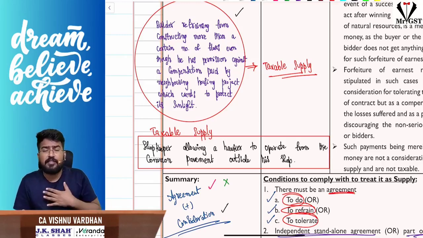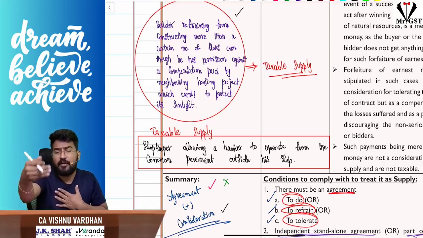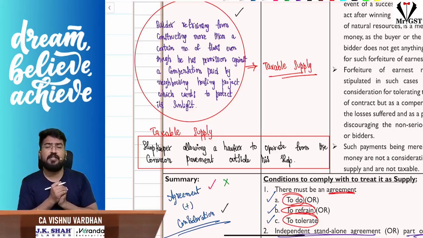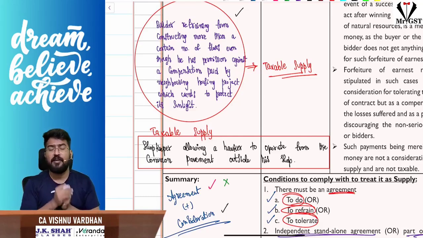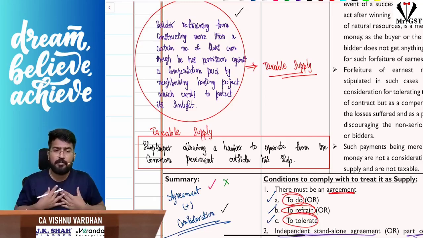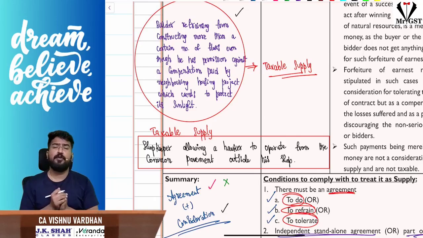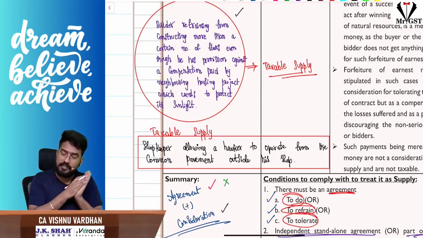So the shopkeeper is allowing the hawker to operate from the common pavement, even though it is a disturbance for his customers, for his business, all that stuff, for which he is charging some consideration from the hawker, the pani puri vendor, right? So the shopkeeper is agreeing to tolerate the pani puri hawker operating from the common pavement. So there is an agreement to tolerate that, and there is consideration for that. So that is treated as supply as well.